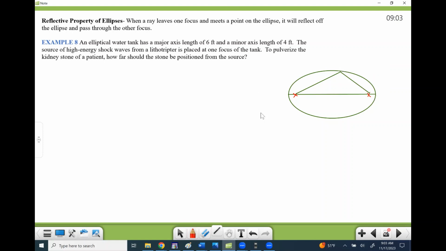So you're pretending that this is a big water tank and you've got this lithotripter. It's going to send a shock wave out, it's going to bounce off the edge of the tank, and right here is where we need to place the kidney stone. Okay, so let me go ahead and write a few things in here.